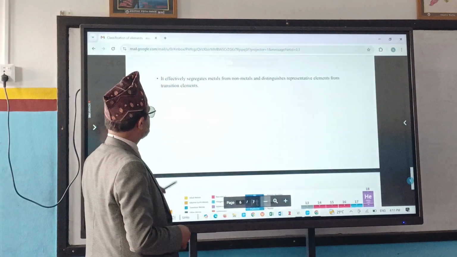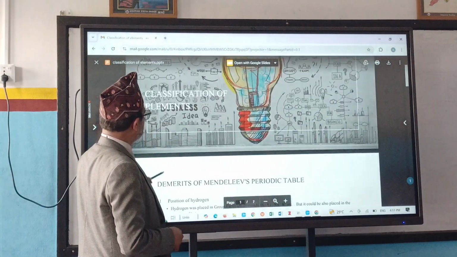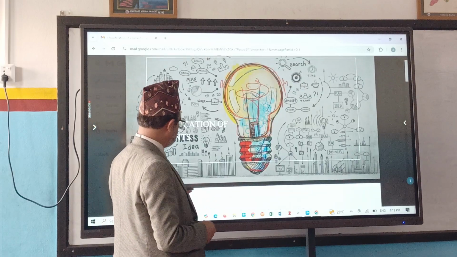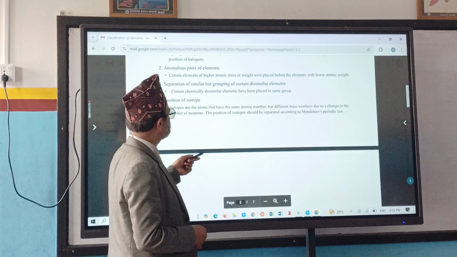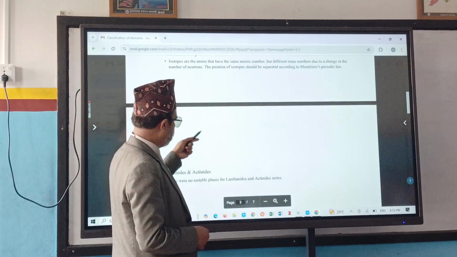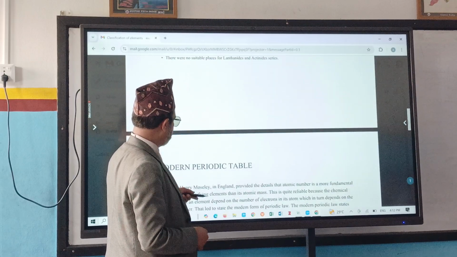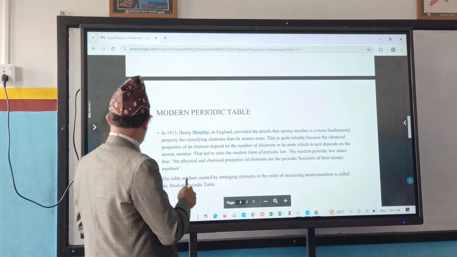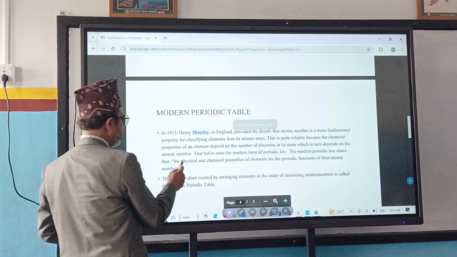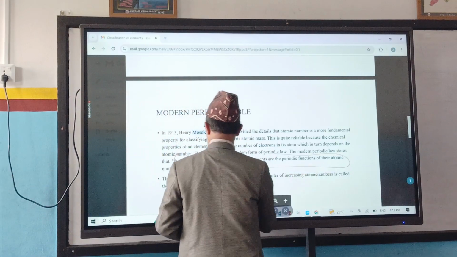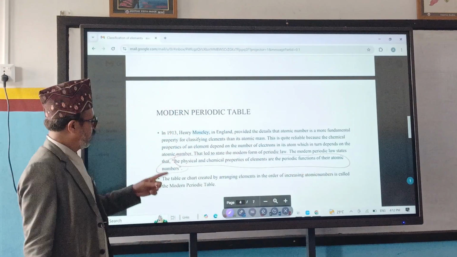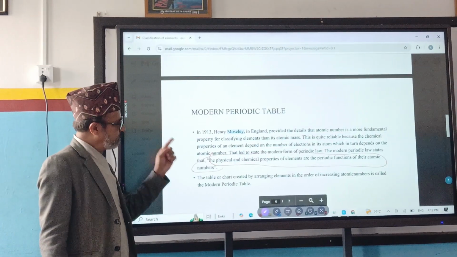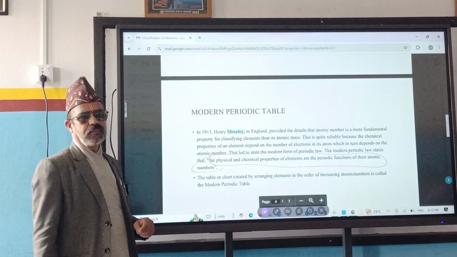Then there was the entry of Henry Moseley. Where was he from? He was from England, and in 1913 AD he gave one law. That law is called the modern periodic law. What does the modern periodic law state? The physical and chemical properties of elements are the periodic functions of their atomic number.